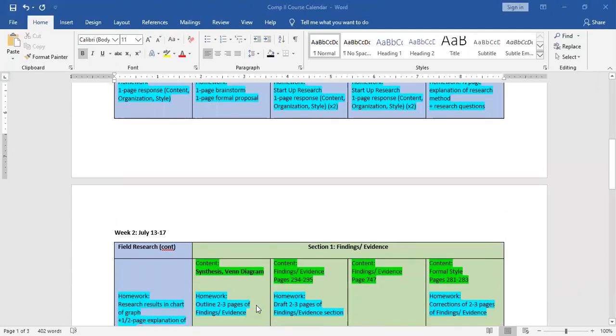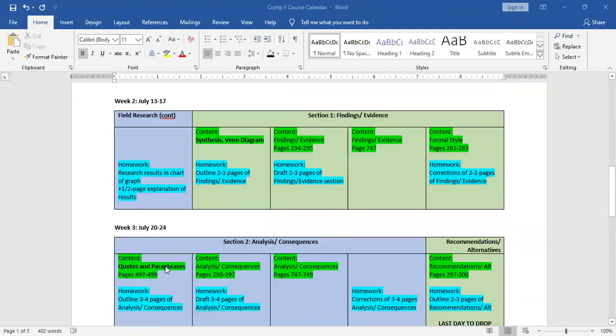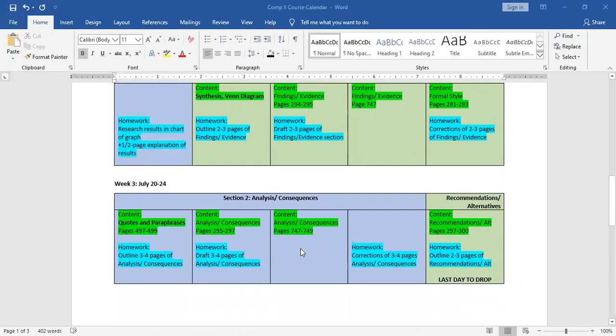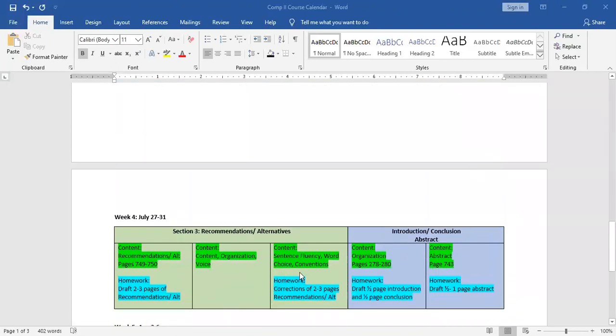So part of your research for this essay needs to include something empirical, an interview, a survey, an observation. And we're going to look at a student example today, so you'll see what that looks like. Then we're going to work on the 3 sections of this large essay. The first one has to do with findings or evidence. Then we're going to spend 4 days on the second section, which is analysis or consequences. And then we'll spend 4 more days on the final section, starting there and going through week 4, which is recommendations or alternatives. We're going to put it all together with an introduction, a conclusion, and an abstract.